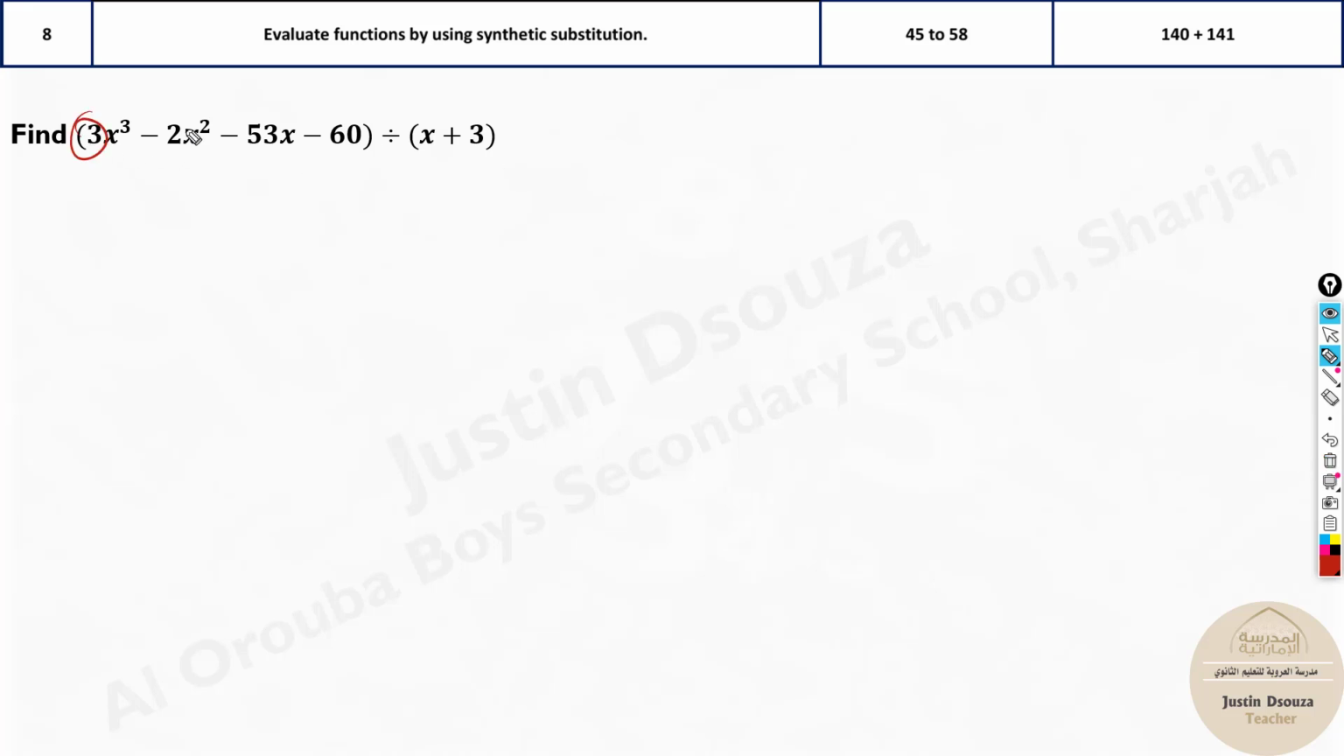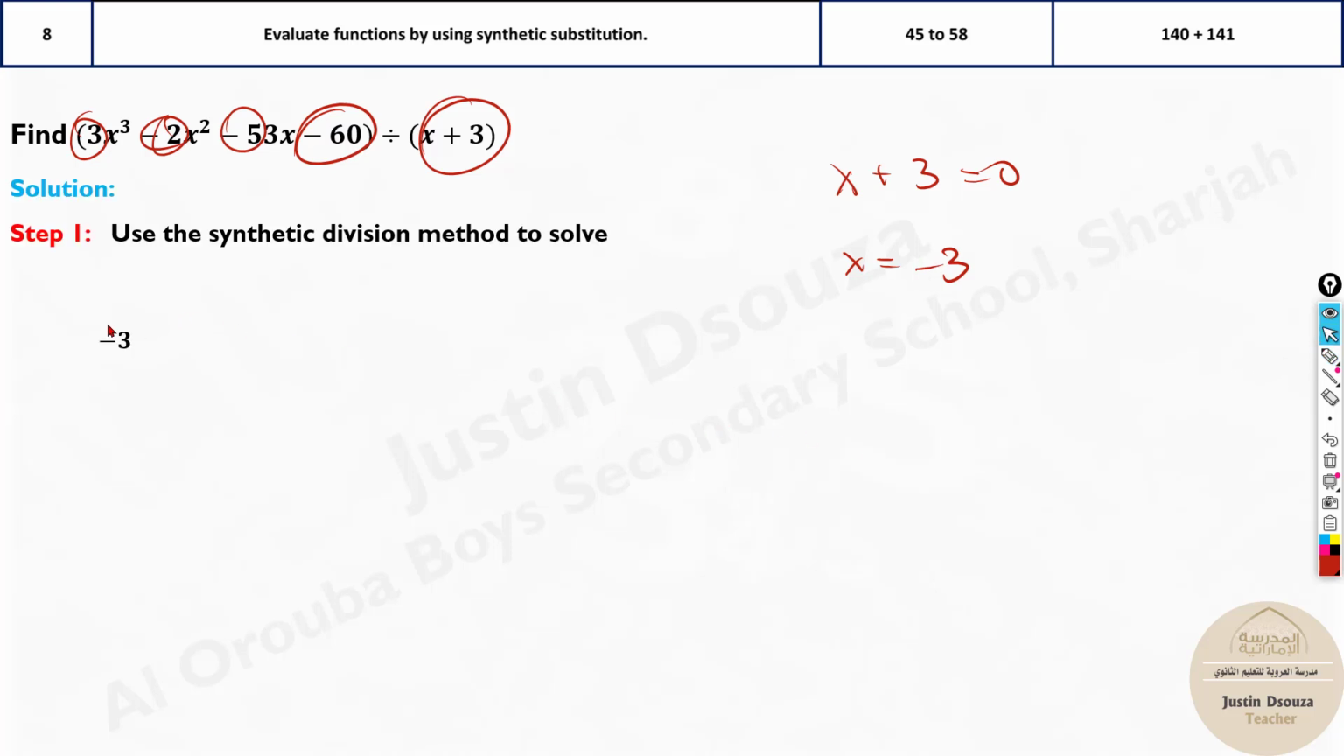Now here the coefficients are important, and the sign is also important. You need to understand what x value you're dividing with. X plus 3, what is the x value? Just equate this to 0, x becomes minus 3, right? So this minus 3 is what we write out separately like this. And then you write these coefficients one by one.